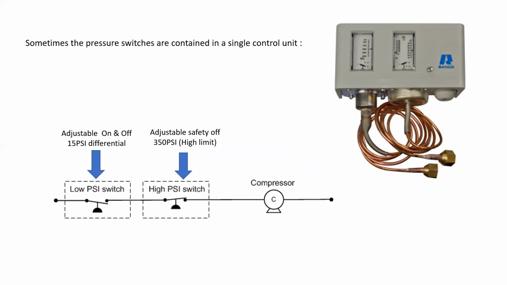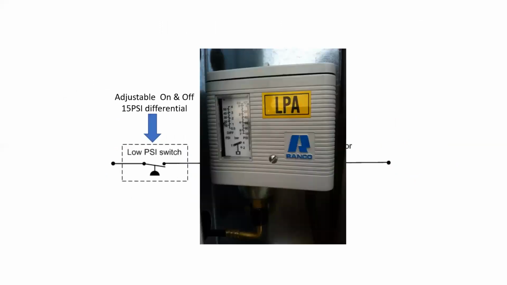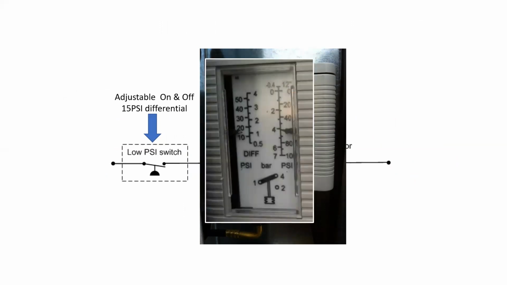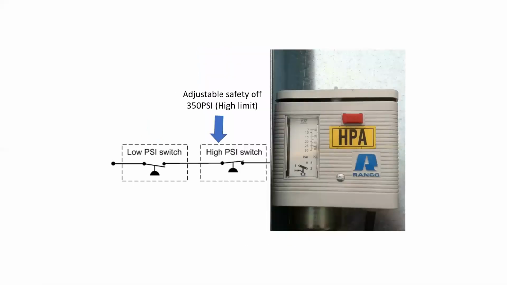Sometimes these pressure switches are contained in a single control unit with two separate pressure sensing connections. This is an adjustable on and off, sometimes 15 psi differential, which means it's going to turn on and off at different values, or close and open. And we can see the differential sitting on the left. Differential meaning how many degrees do we need to have between the on and the off. This is a safety on-off, and we could set it at whatever PSI is appropriate for the system.